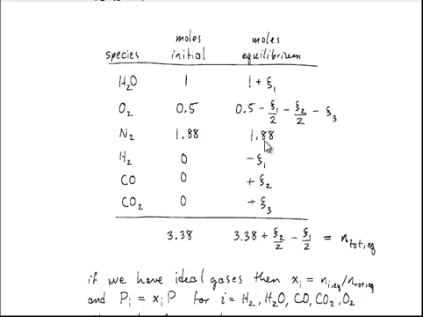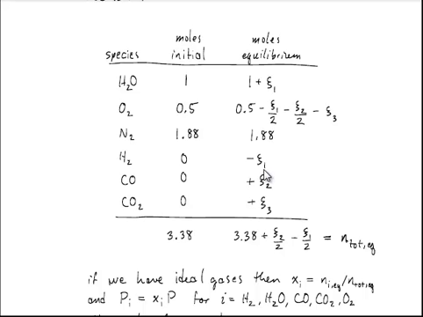We had nothing happening with our nitrogen in this example, although in reality probably there would be a little bit of NO being formed in here as well. We have reaction 1 consuming hydrogen gas, and we have reaction 2 making CO. We have reaction 3 making CO2.